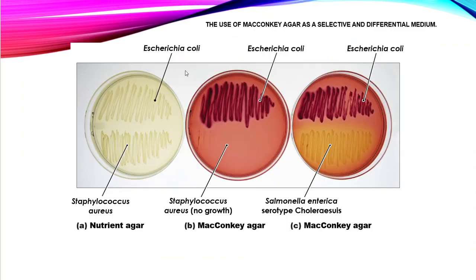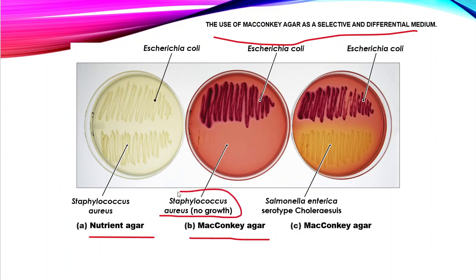Okay, let's see what we got. MacConkey agar is selective and differential. See the Staph aureus on the nutrient agar? That's like a TSA plate. And on the MacConkey agar, it won't grow at all. But E. coli does. Why? Because this is selected for gram-negatives.